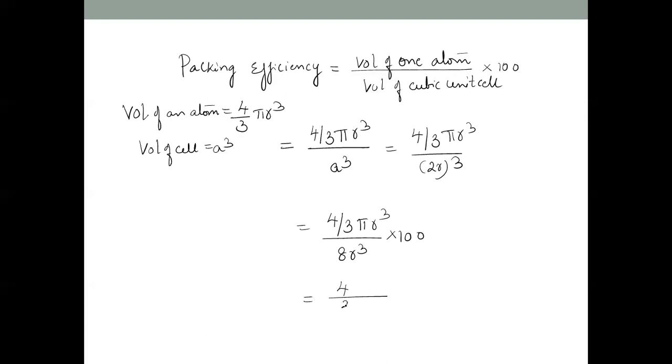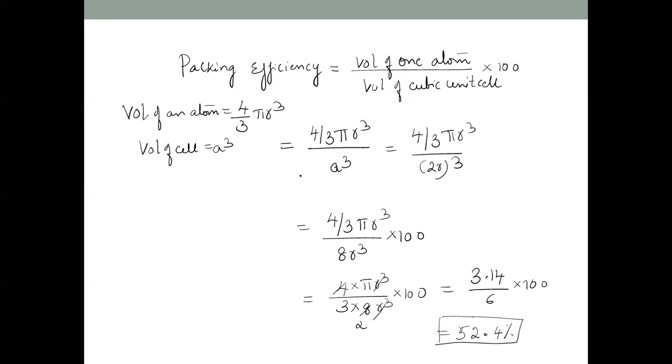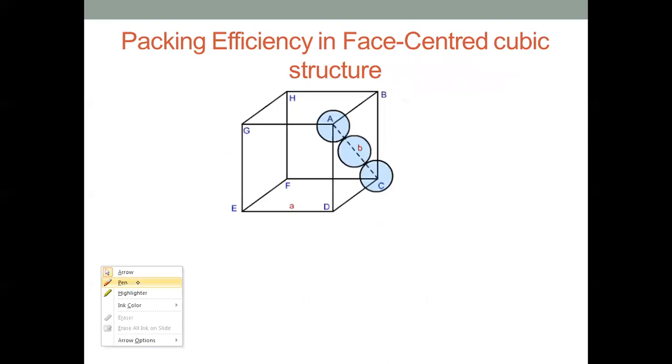So 4 by 3 into 8 into pi r cube by r cube, into 100, which is nothing but 3.14 by 6 into 100. When you calculate this, you get 52.4%. So how well the simple cubic lattice is packed is only 52.4%. Even though 8 atoms are present, the packing efficiency is only 52.4%.